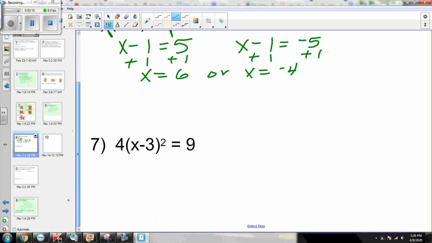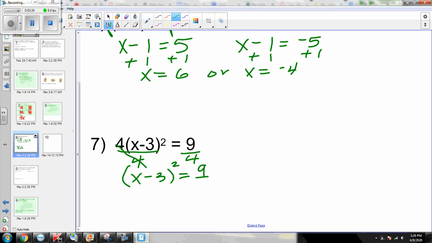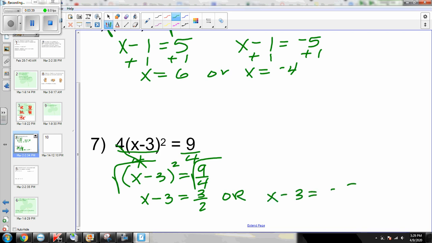On number 7, I have a 4 in front of the parentheses, so first I'm going to divide both sides by 4, and then I'll have x minus 3 to the second power equals 9/4. Then I can take the square root of both sides, and I would have x minus 3 equals positive 3/2, or x minus 3 equals negative 3/2.